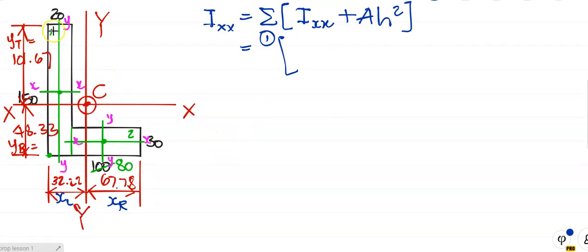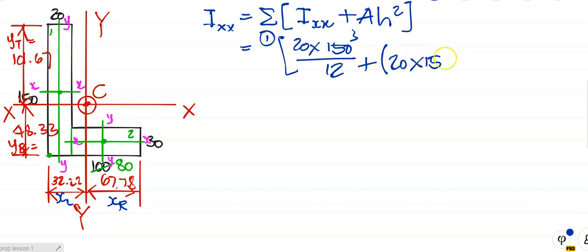Right, what's b? b is 20. What's d? d is 150. You've got to remember that, people. You've got to remember those formulas for those various sections. So for the rectangle, it is 20 times 150 cubed over 12, plus A, which is for area. What's the area? 20 times 150, like we know it. 20 times 150 times h squared.